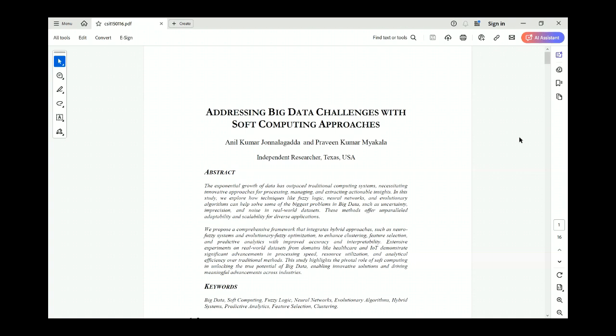So yeah, that's what we were planning to go and explain. So I'm handing over to Praveen for giving a little introduction about the role of soft computing.